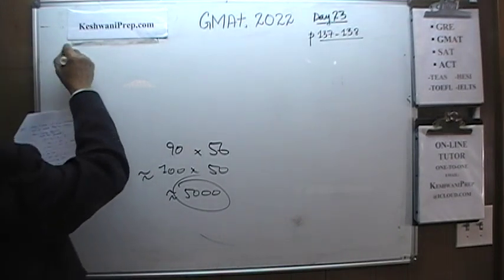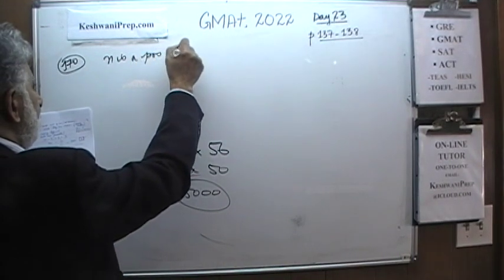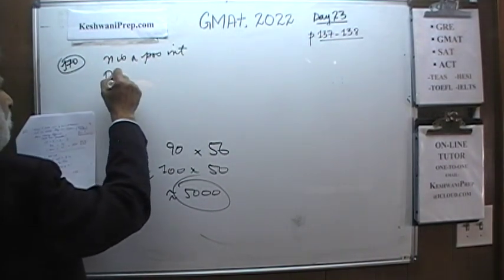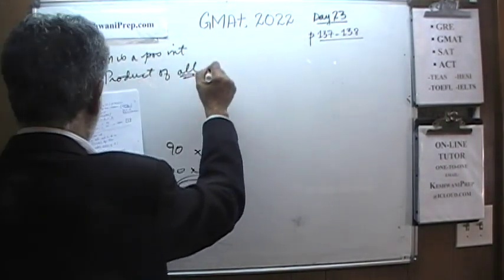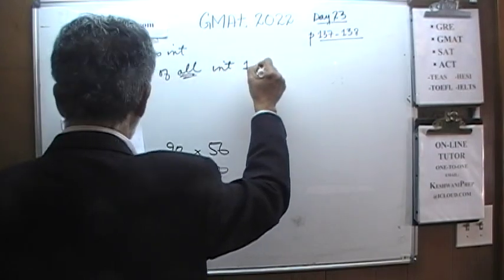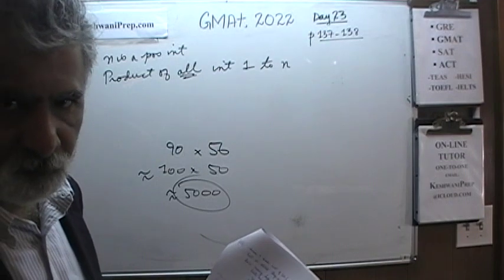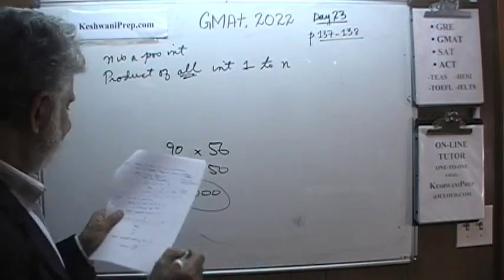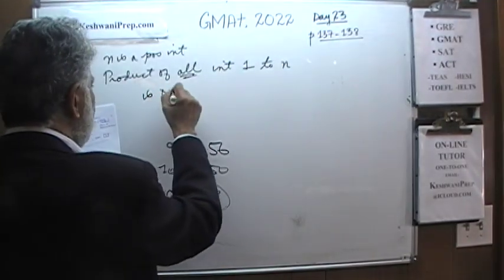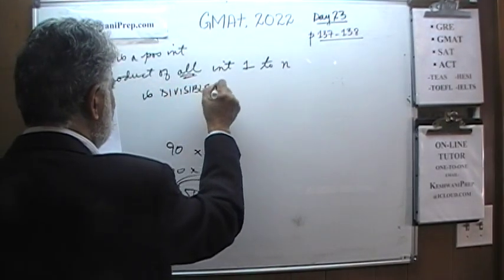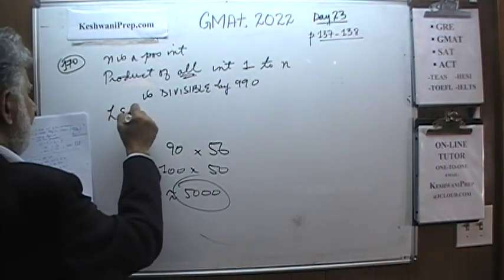In 170, we are told that n is a positive integer. And we are told that the product of all integers, 1 to n, inclusive, which means we start with 1 and end at n. We are told that the product of all the integers from 1 to n is divisible by 990.